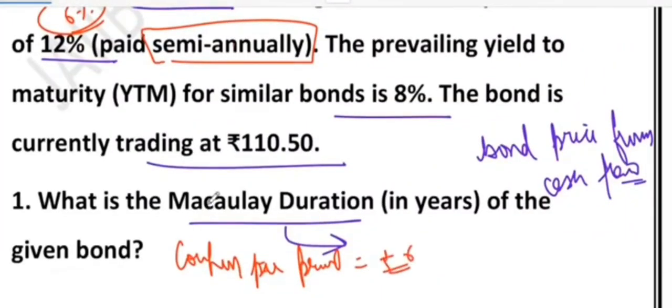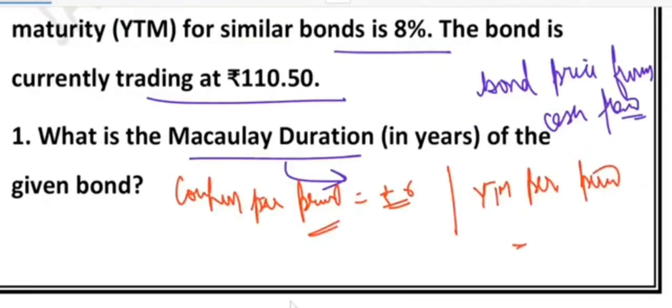Because 12 rupees is paid every year, but our period is half a year. So every half year, you can see YTM is given as 8%, but this 8% is annual. So what will be the YTM for 6 months? It will be 8 by 2, which is equal to 4%.